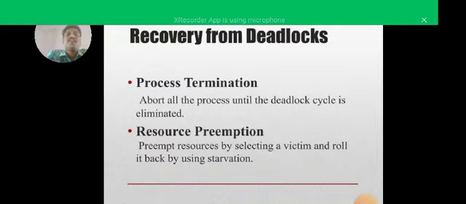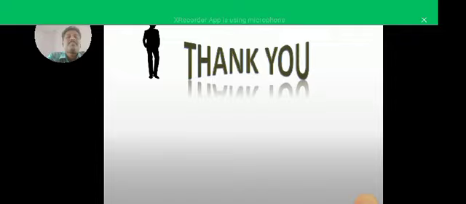Recovery from deadlocks. How to recover if the deadlock happens? Process termination: abort all the processes until the deadlock cycle is eliminated. So we have to abort all the processes to eliminate the deadlocks. And then second is resource preemption. Preempt resources by selecting a victim and roll it back, watching for starvation.